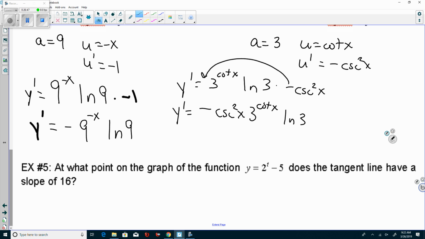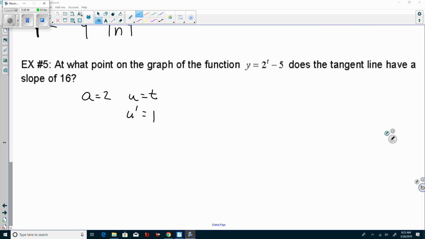Okay, and this is the last example. Since you're running out of time here, you're going to have to take what I put on the board for truth. So we need to derive that.